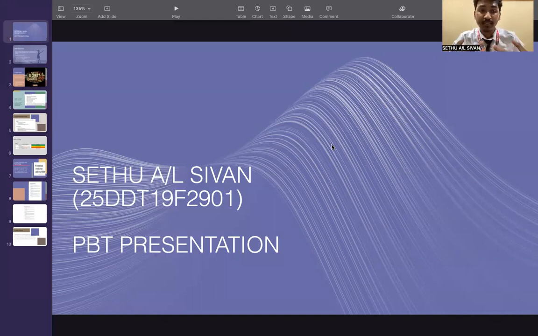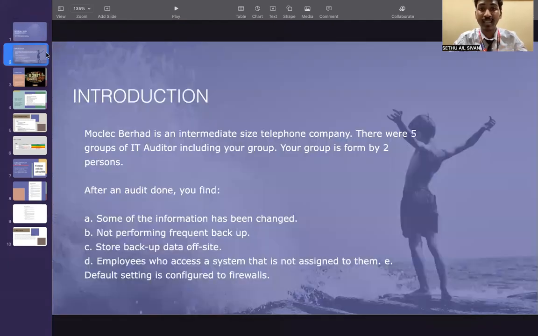So I'm here, myself Sethu Sivan, ID number 25BDT19F2901, to present the PPT presentation on the question given by our sir. Before we go into the questions, first of all, I'm going to share the question that was given to us, the introduction basically.